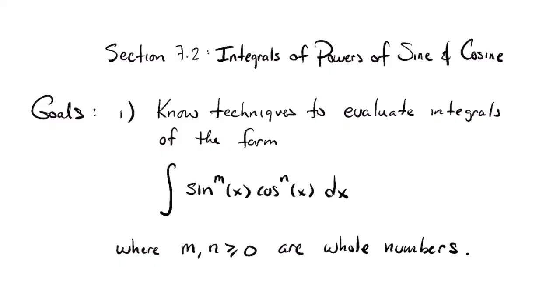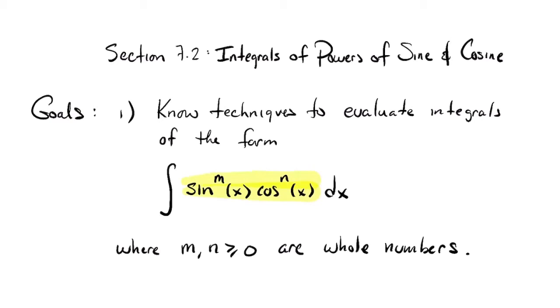We're going to take a look at our second technique of integration in Chapter 7, coming from Section 7.2. Unlike integration by parts, which is a technique that applies to a wide variety of integrands, things to integrate, this one's actually rather specialized. I want to show you how we find an antiderivative for functions of this very special form.